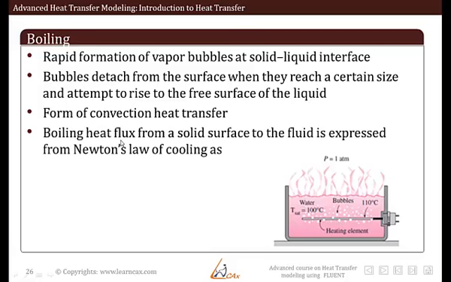So boiling heat flux from a solid surface to liquid is expressed from Newton's law of cooling as Q boiling is equal to h into the temperature difference, but here the temperature difference is between the excess temperature of the heating surface and the T saturation temperature of the liquid. So the temperature of the surface should be higher than the saturation temperature of the liquid at that pressure, which is basically the requirement for boiling.